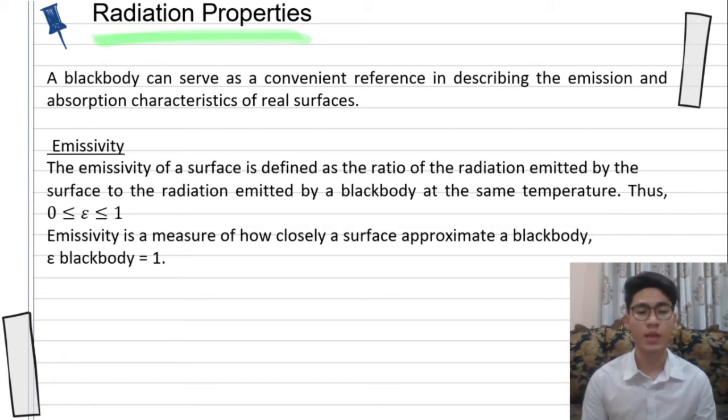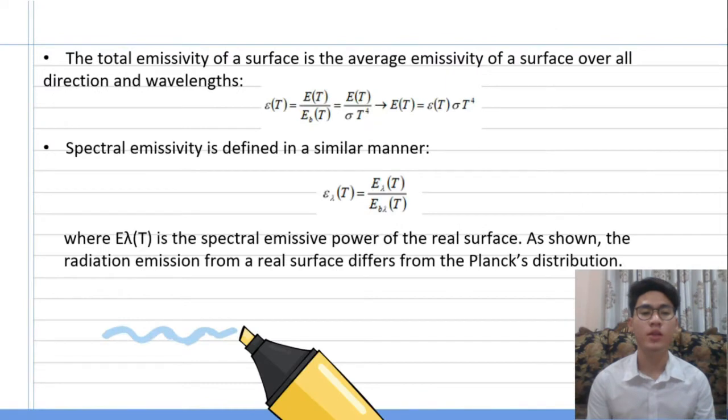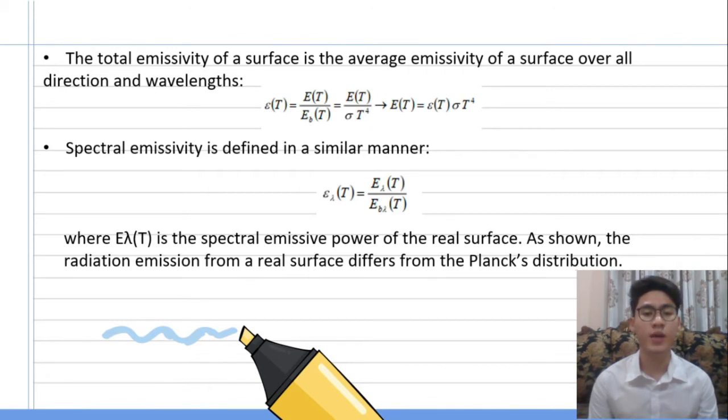Thus, the emissivity is between 0 and 1. Emissivity is a measure of how closely a surface approximates a blackbody, for which emissivity equals 1. The total emissivity of a surface is the average emissivity of a surface over all directions and wavelengths. Spectral emissivity is defined in a similar manner.